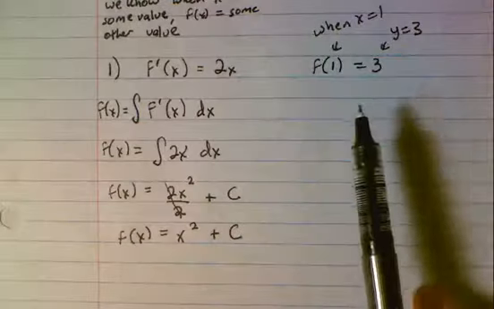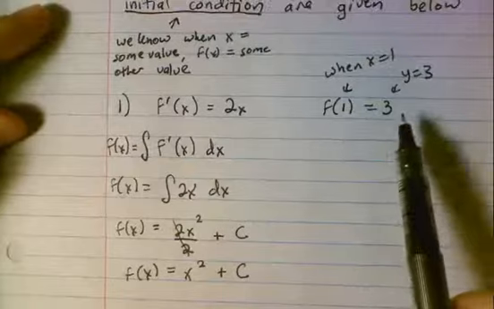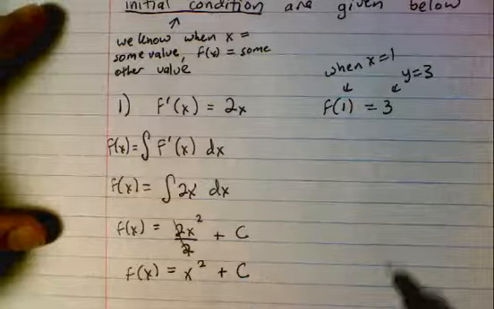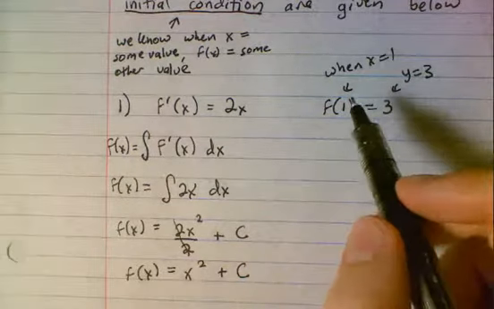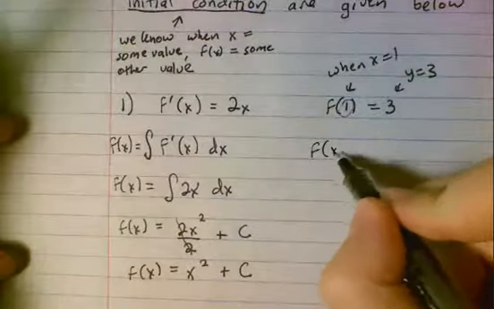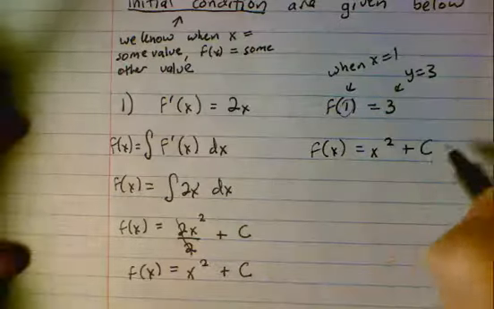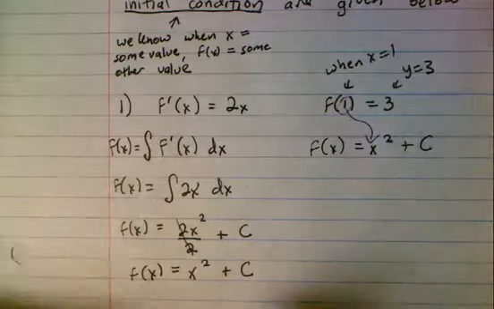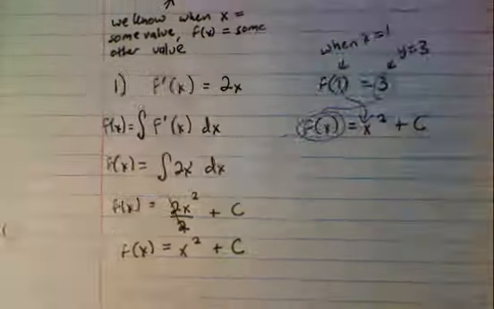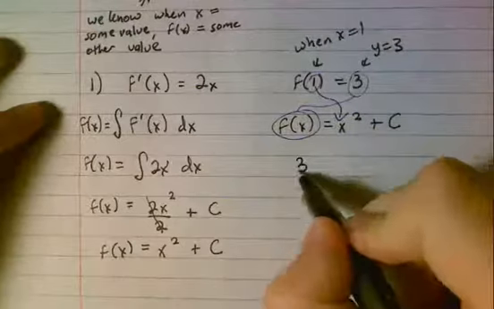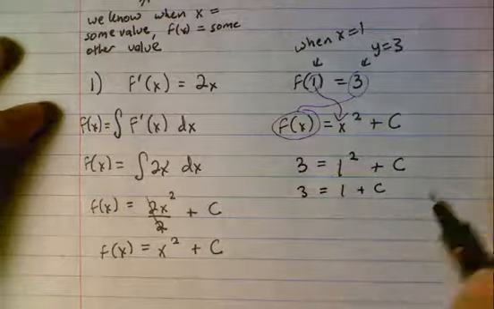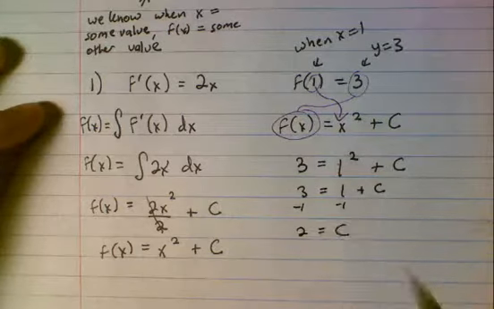So now we're going to go back and say, well, if we know that when x equals 1, f of x or y equals 3, we can use that information to solve for what c is. So we're going to take this 1 and put it in for x, and take this 3 and put it in for f of x, that whole thing there. Then we're going to solve for c. So f of x equals 3, x equals 1. So 3 equals 1 plus c, subtract 1 from both sides, 2 equals c.